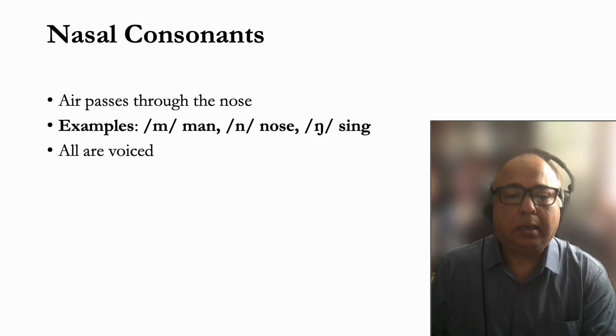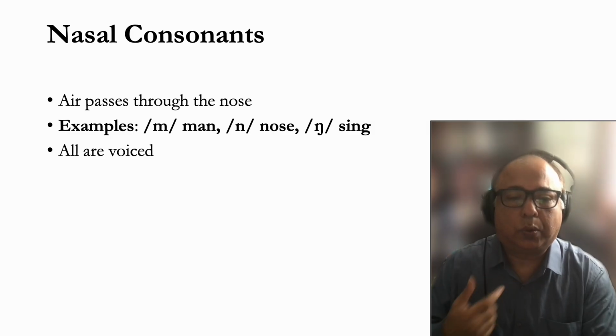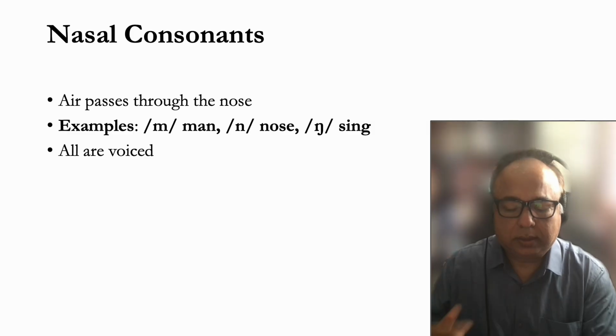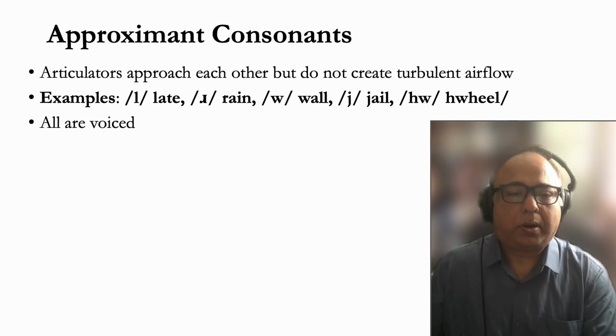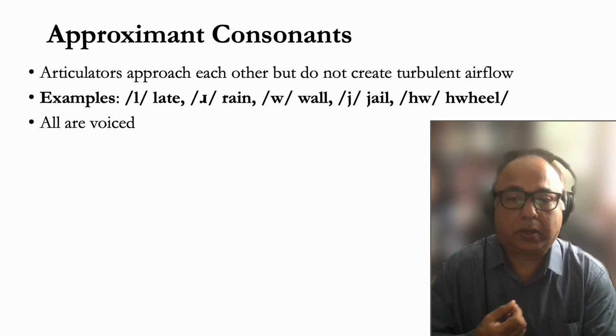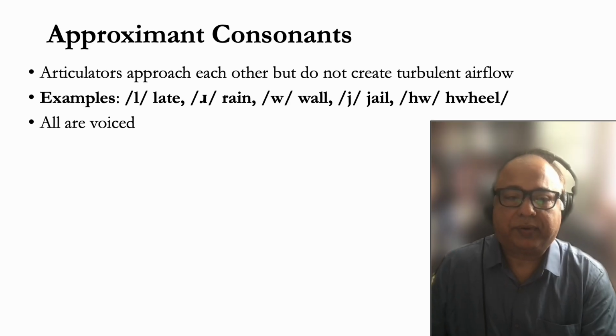Man, nose, sing. Now notice that these consonants are all voiced consonants. You could test it by just putting your index finger on your vocal cords. Man, nose, sing. Okay? There are approximant consonants in American English, so they do not create turbulent airflow. The airflow doesn't come out of your mouth as forcefully as it does in other consonants, especially affricates.